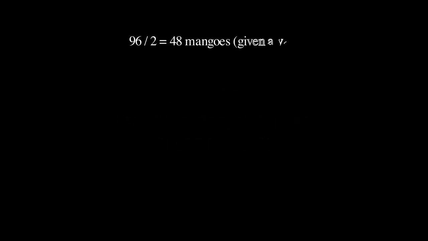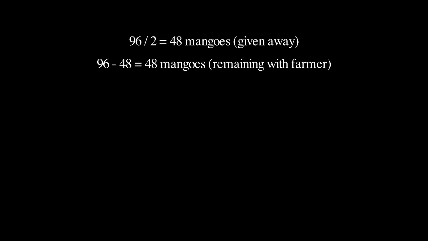This has several steps chained one after another, so we handle them strictly in the order they happen. First find half, then divide what remains into equal baskets, and only at the very end subtract the mangoes that were sold. Half of 96 mangoes is 96 divided by 2, which is 48 mangoes given to the neighbor. So the farmer is left with 96 minus 48, which is 48 mangoes with him.